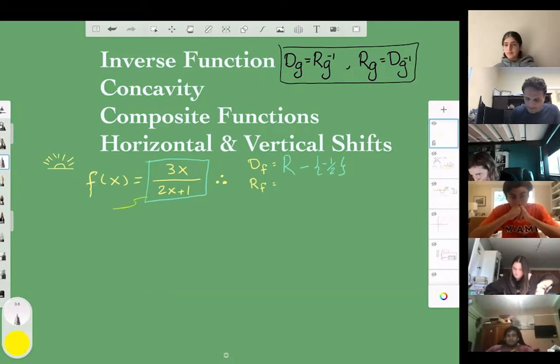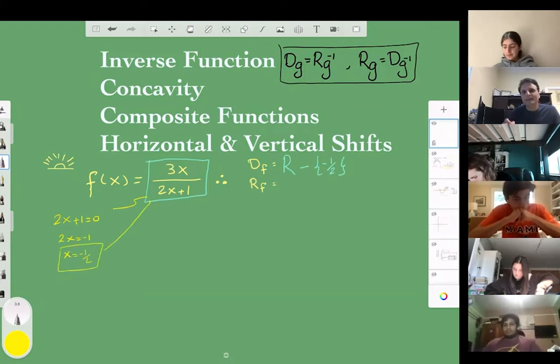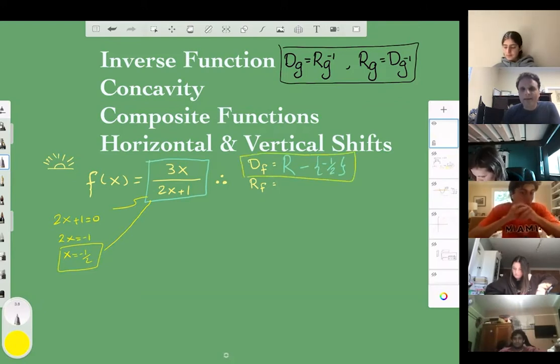If you make 2x plus 1 equal to 0, you're going to have 2x equal to negative 1, x equal to negative 1/2. That means if I plug negative 1/2 in for x, you get 0 in the denominator, and 0 in the denominator means the function will break. All right. So what we're going to say, the domain of f is all real numbers minus negative 1/2.